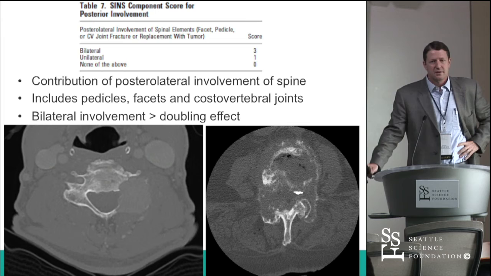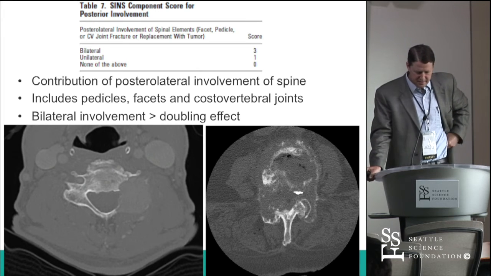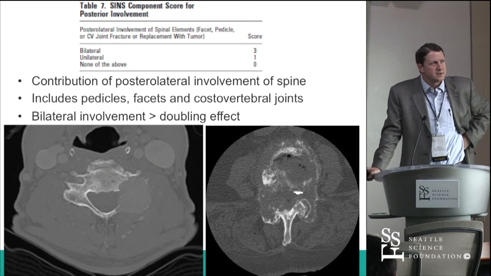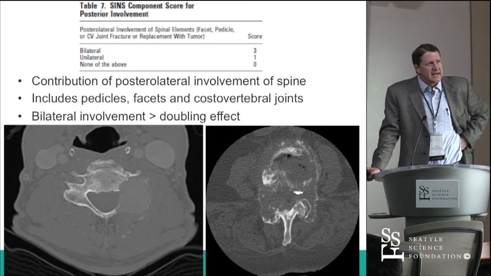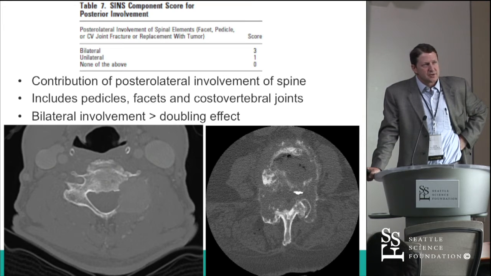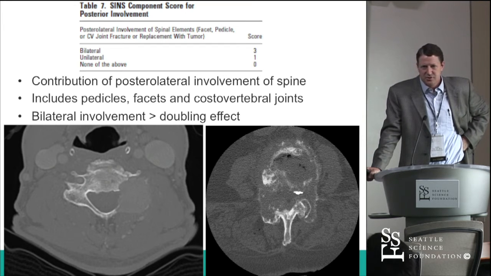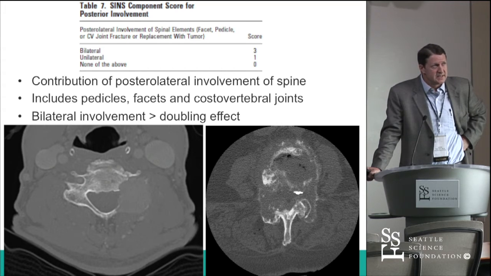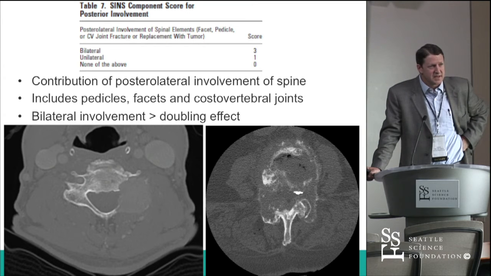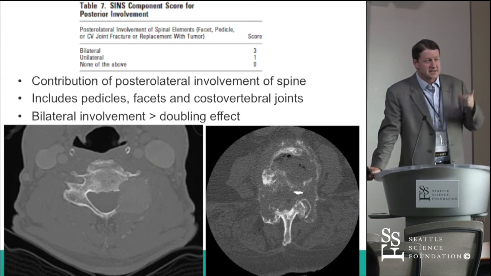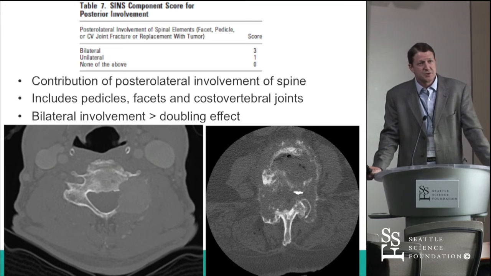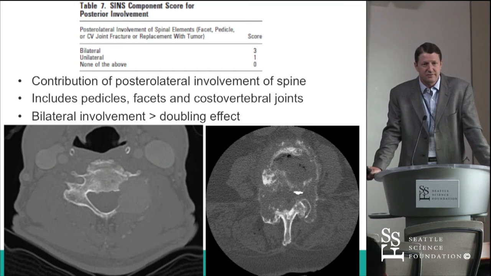So then moving on to the posterior column. Again, these are the 3-column theory from Punjabi and White, looking at stability of the spine. And we know that this posterolateral complex, which involves the facet joints and costovertebral joints, is very important to the intrinsic stability of the spine. And having one involved, such as you see on the left, can certainly be a problem. That's actually, incidentally, the same patient that we just saw in the lytic sagittal view. So pretty sizable lesion there. But the other side is totally normal.